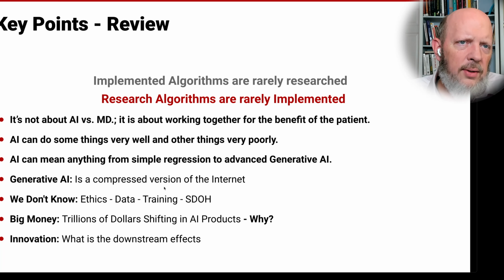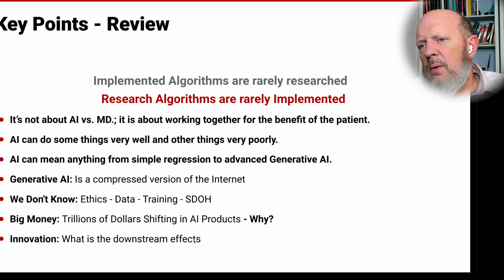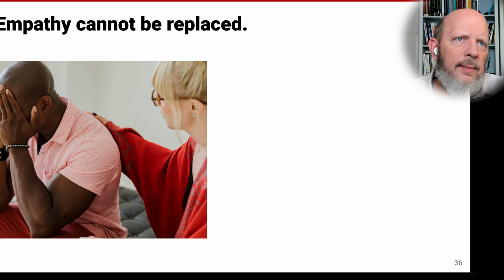So that's where a lot of this comes in. We just don't know what we don't know until we kind of step into it. There's big money. Trillions of dollars are going to AI. And innovation, what's the downstream effect mean? So, if we add AI to Excel, how's it going to help us? How's it going to hurt us? And that's just one downstream effect, and it just keeps adding up like that.